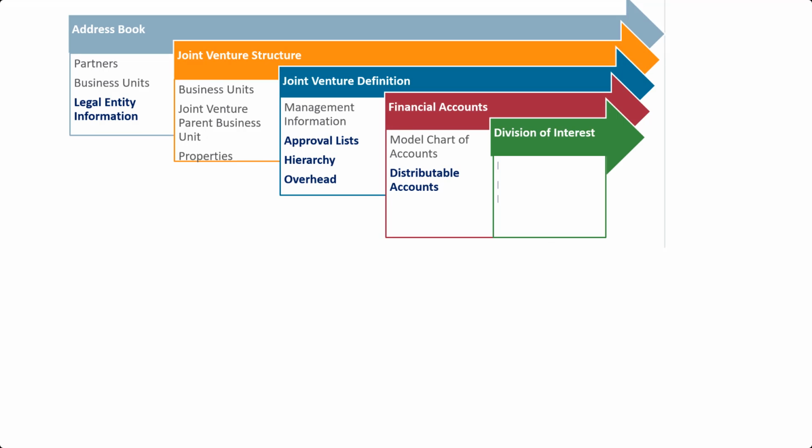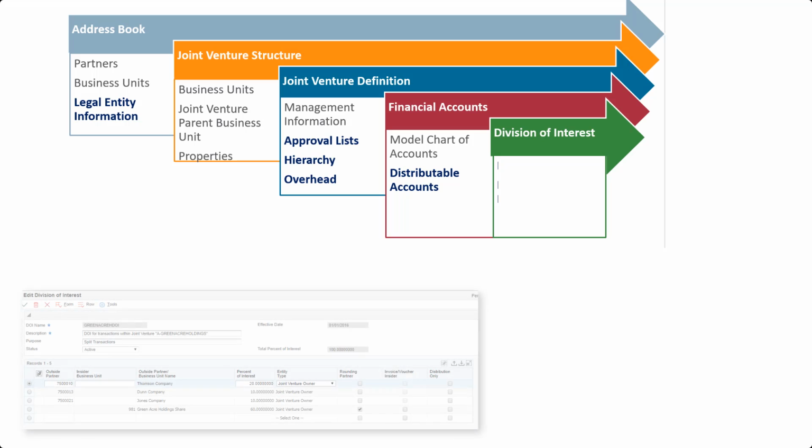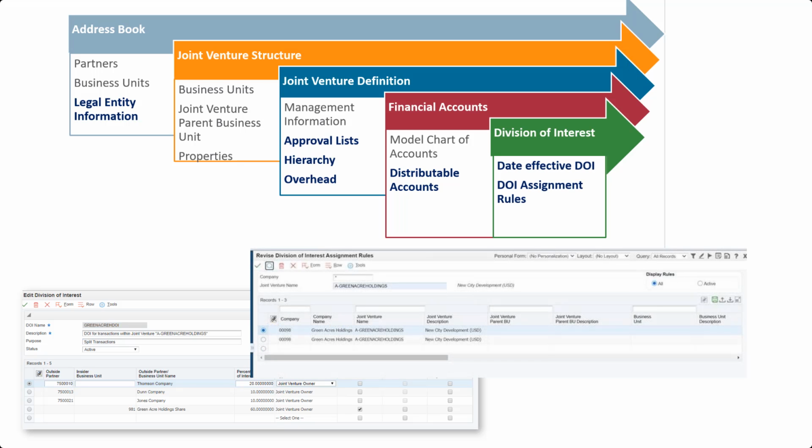Last, you set up the division of interest or the DOI to identify the partners and their percent of interest within a joint venture. Depending on your business requirements, you can create many DOIs with different partners and different percents of interest for the partners. Then, you set up assignment rules to assign the DOIs at various levels, such as at the company level, joint venture level, joint venture parent business unit level, business unit level, or account level.